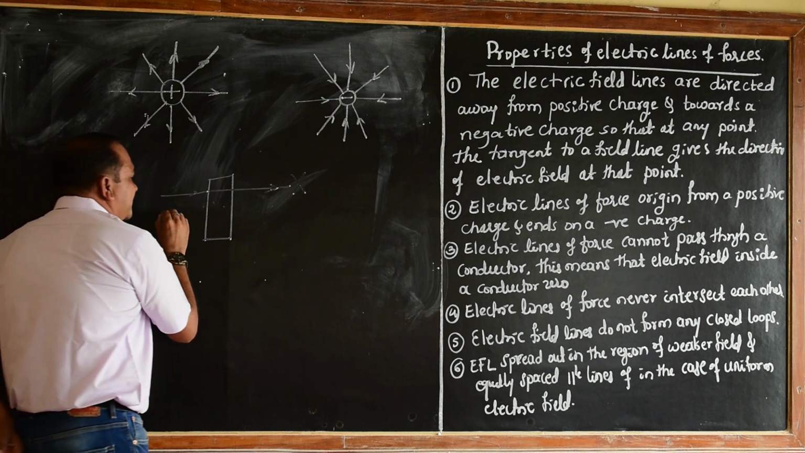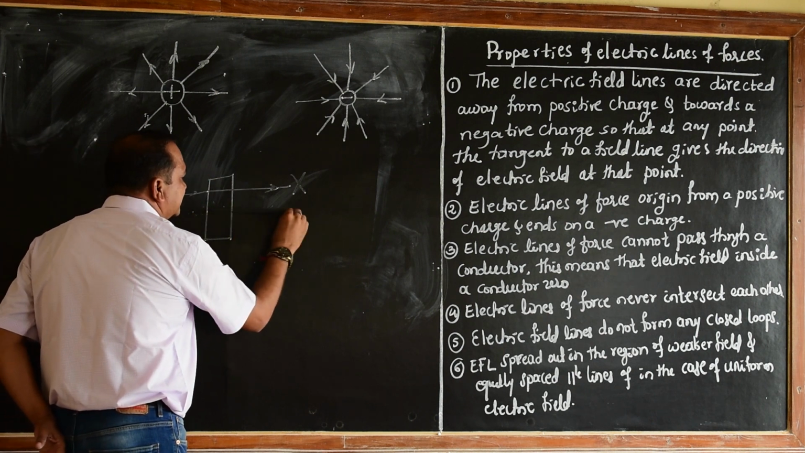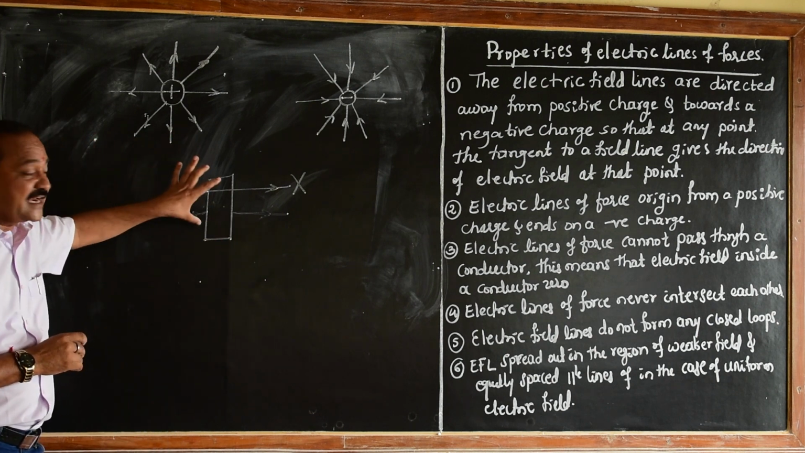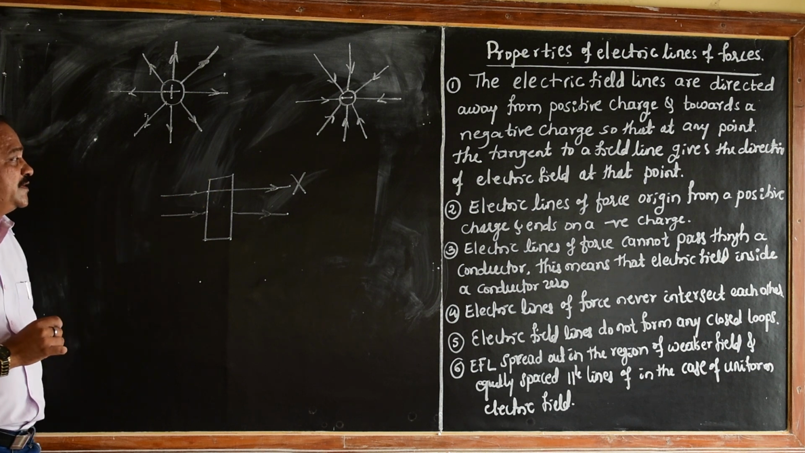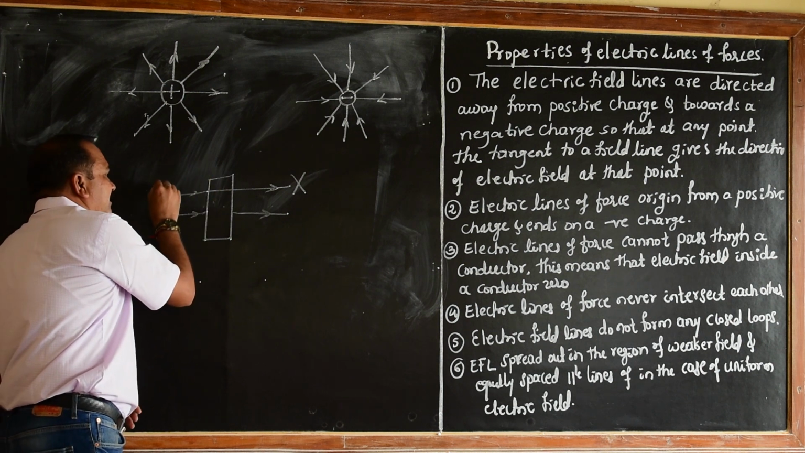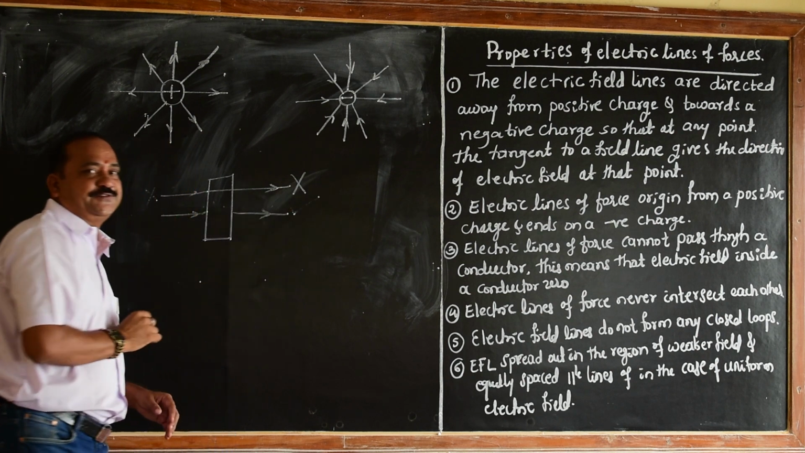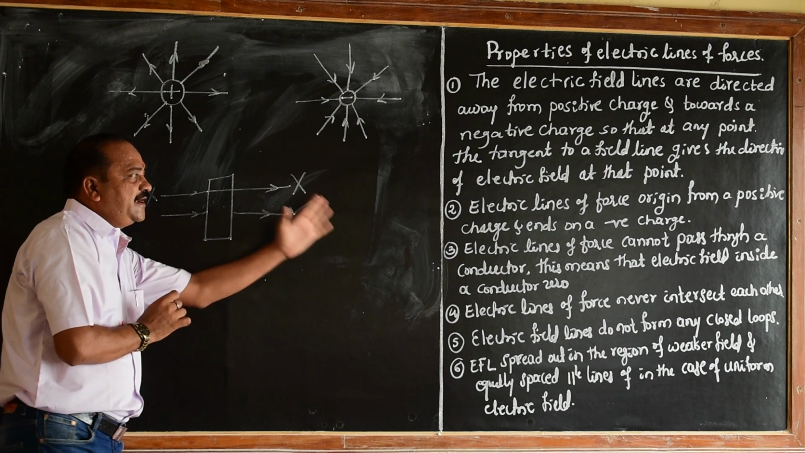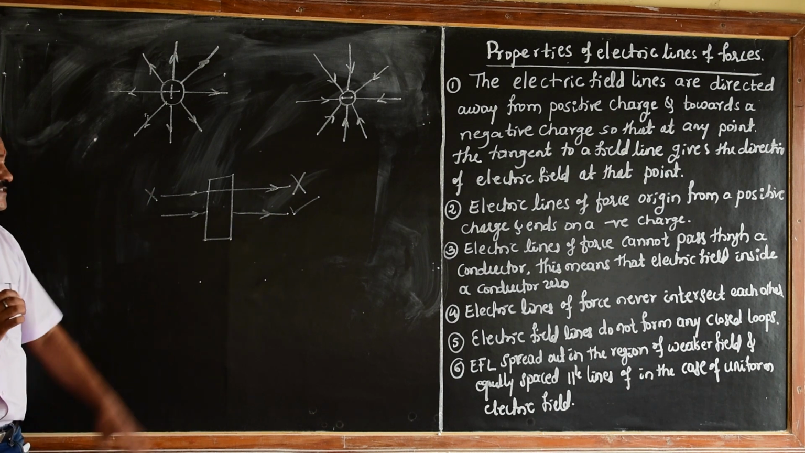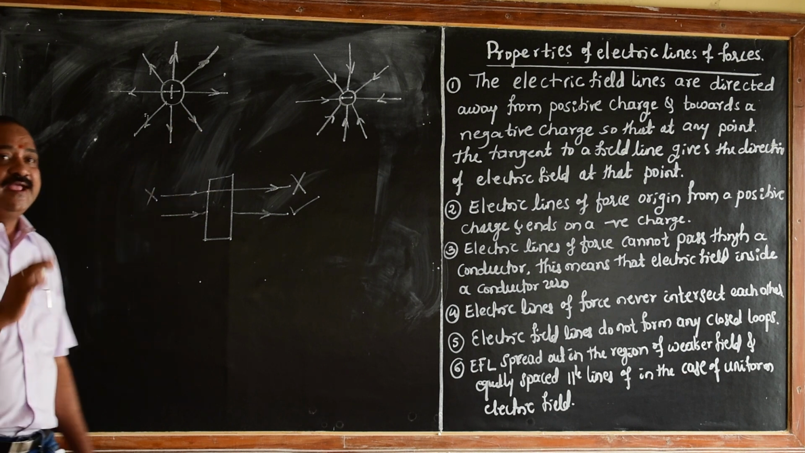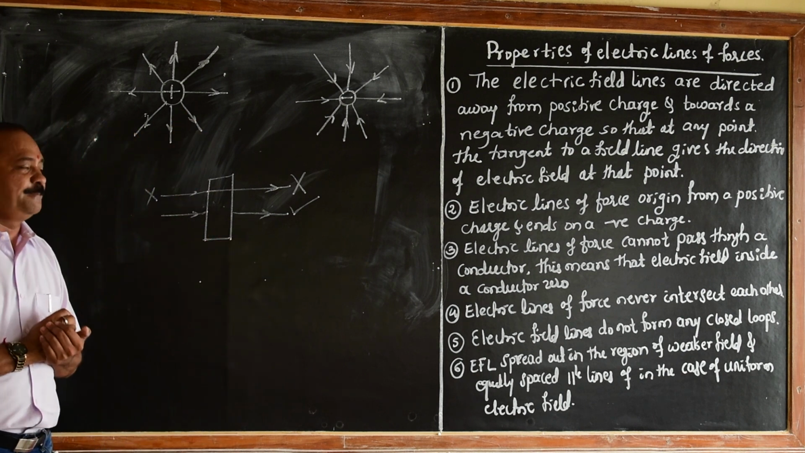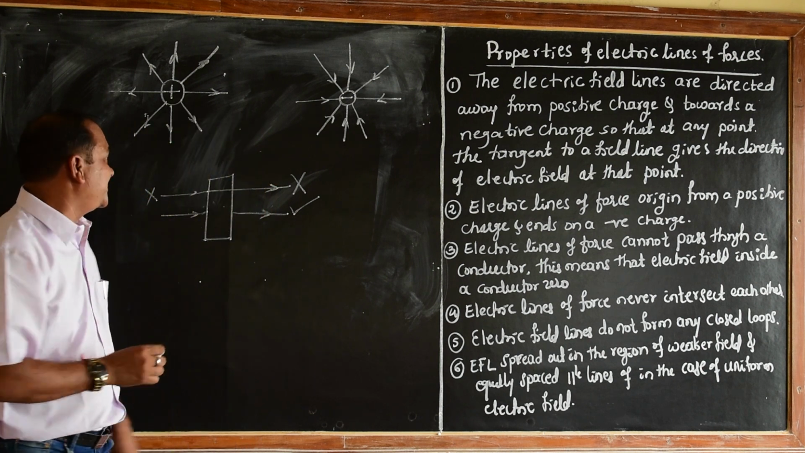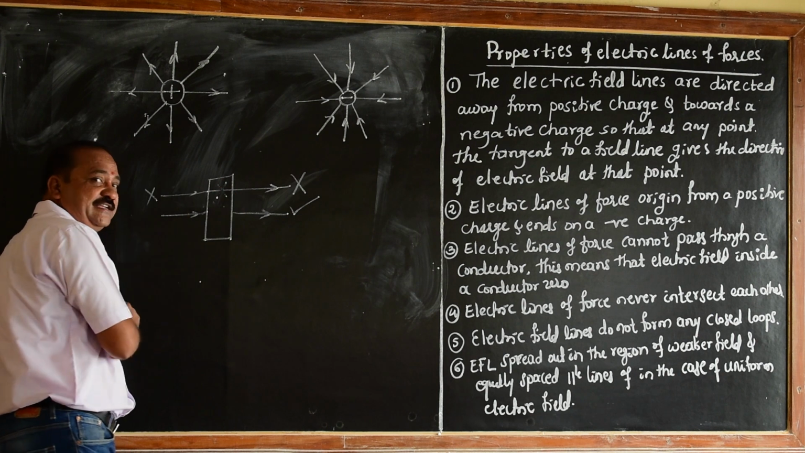See, electric lines of force are always like this in this case. These electric lines, of course, are imaginary lines. So with reference to this, let me take one of the important concepts based on this. Electric lines of force cannot pass through the conductor. It means the electric field inside the conductor is zero. Field lines inside this conductor are zero.